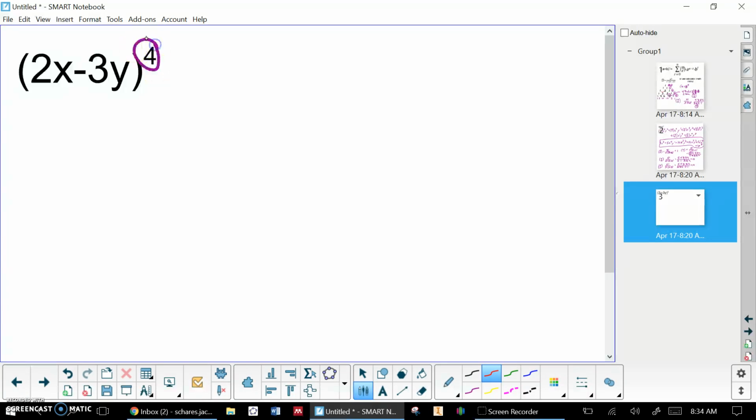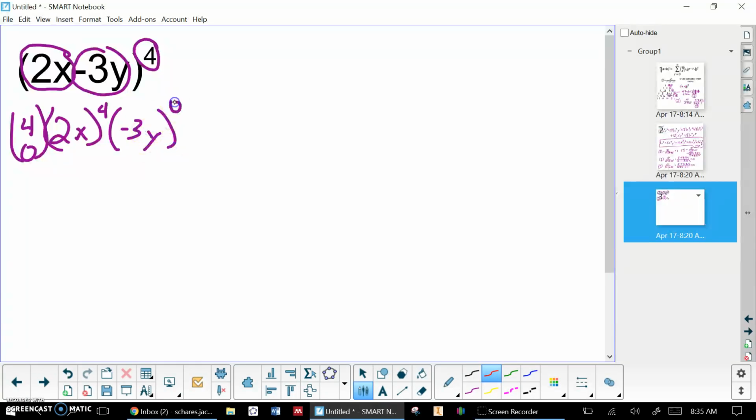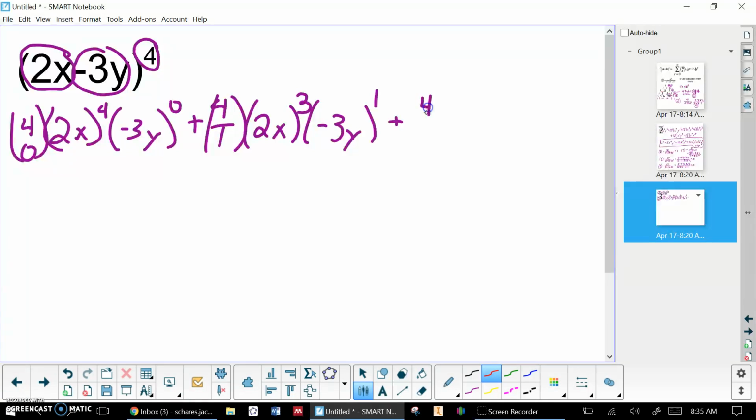This one just to the 4th power, because getting much higher is annoying. So here we've got 4 choose 0. The difference here is that a and b are not just single numbers. A is going to be 2x, and b is going to be negative 3y. So we have 4 choose 0 times 2x to the 4th times negative 3y to the 0, plus 4 choose 1, it's not a fraction, sorry, times 2x to the 3rd times negative 3y to the 1st, plus 4 choose 2 times 2x squared times negative 3y squared.